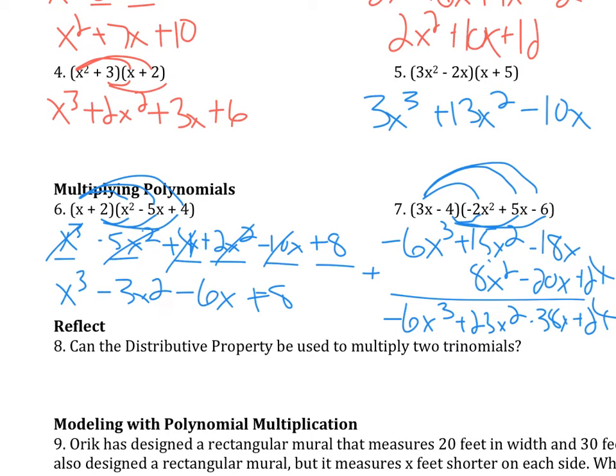So reflection, to answer this question: can the distributive property be used to multiply two trinomials? So we've done a binomial and a trinomial. Can we do a trinomial multiplied by another trinomial?